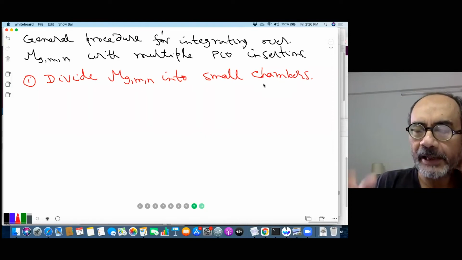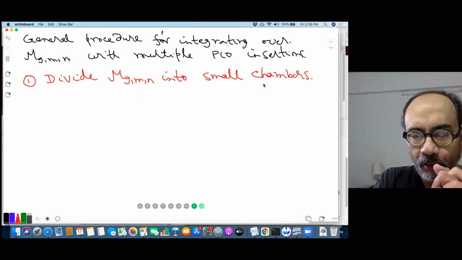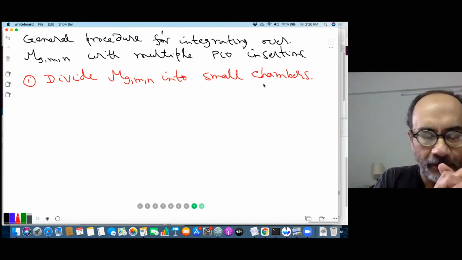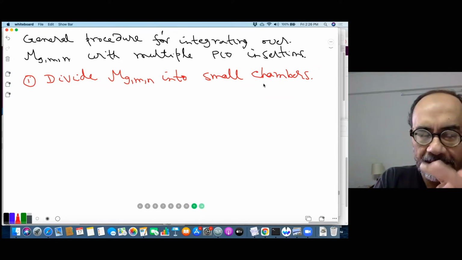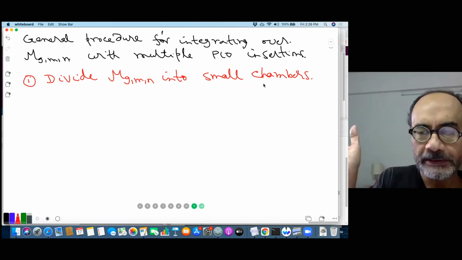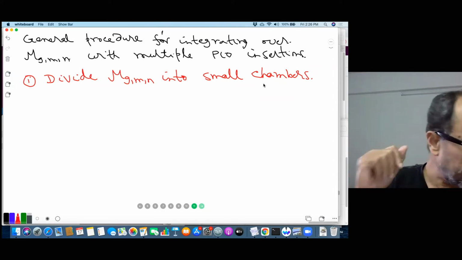Now here you can choose a triangulation, but it turns out the triangulation is not the most efficient way to do this. The most efficient way is what is called dual triangulation. But I'll not go into the details, because it's not necessary. That makes things convenient, but it's not necessary. Let's just say that we divide MGMN into small chambers, so that the collection of those chambers makes up the whole MGMN.